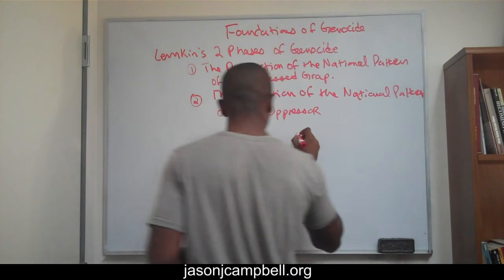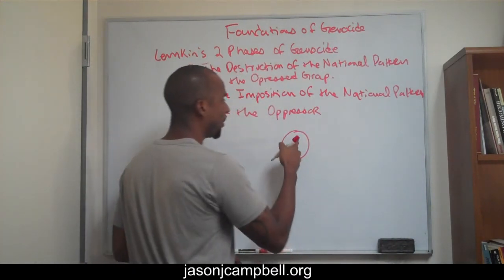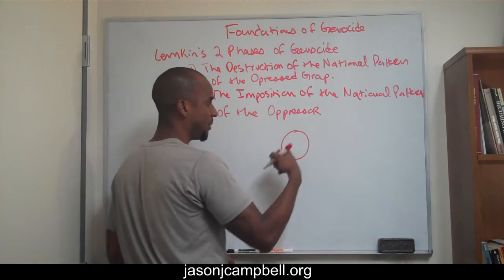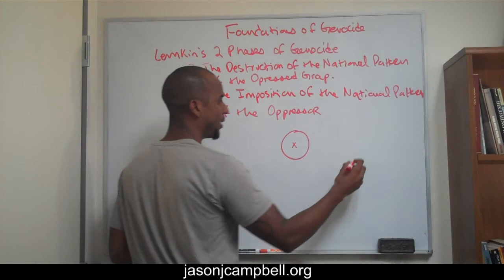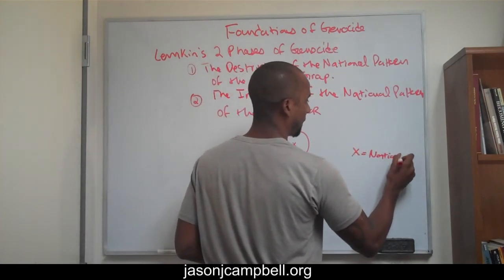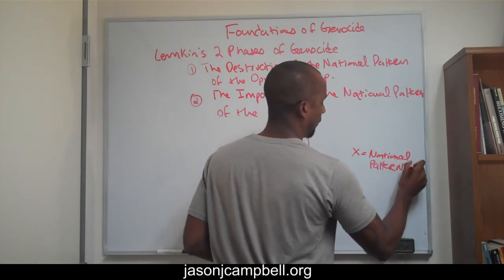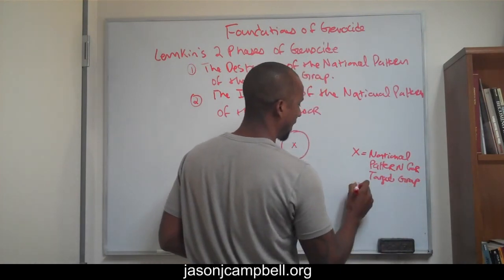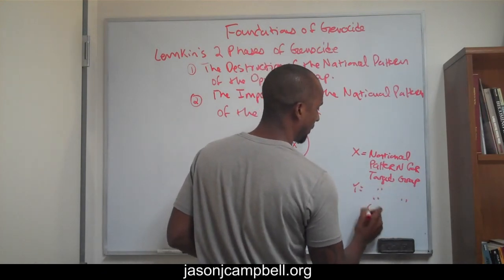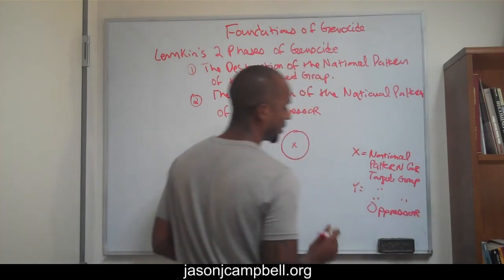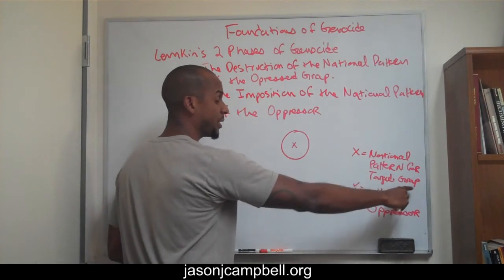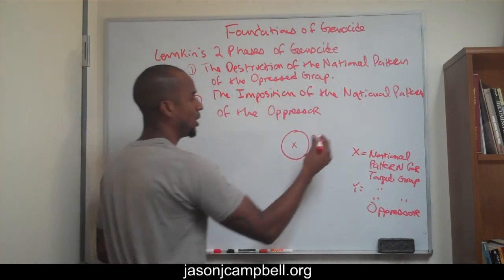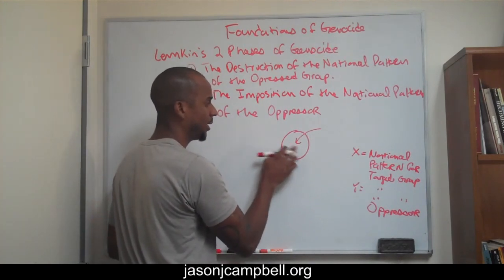So you can imagine, for example, and this is just a general example, remember, if we're talking about the destruction of a group, genocide usually happens within the confines of a state's border, but just to make this clear, imagine that I have group X, and X represents the national pattern for the targeted group. Let's say that Y is the national pattern for the oppressor. So X equals the national pattern for the targeted group, the people that we are attempting to destroy. Y equals the national pattern for the oppressor. The first phase is the destruction of the national pattern of the oppressed group. So this national pattern is destroyed. That's stage one.